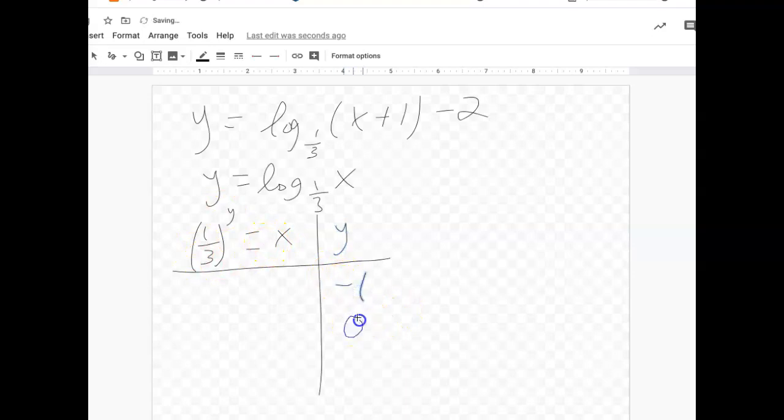So the numbers I like to plug in are -1, 0, and 1. And so when I plug in -1, I'm going to get 3. When I plug in 0, I'm going to get 1. And when I plug in 1, I will get 1/3. And so what this is now telling me is I need to subtract 1 from all the x coordinates, and I need to subtract 2 from all the y coordinates, and that's going to get me the graph of y equals log base 1/3 of x plus 1.